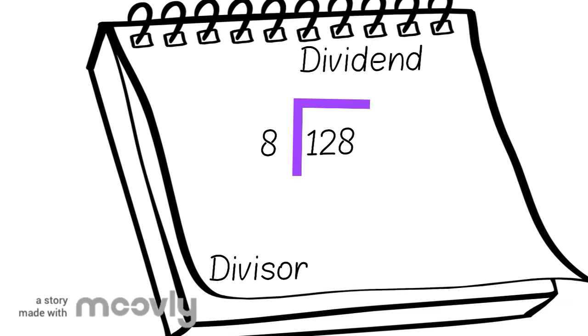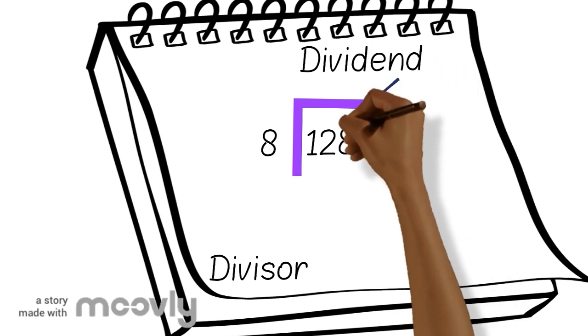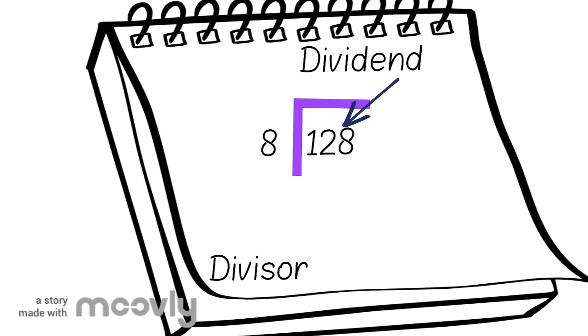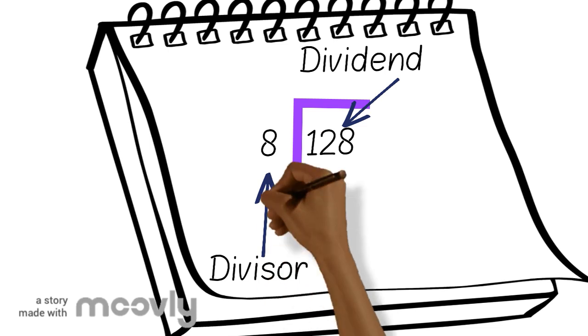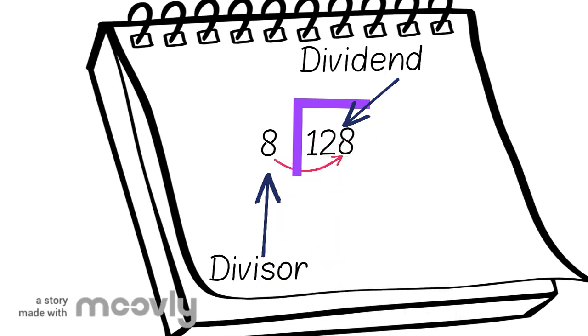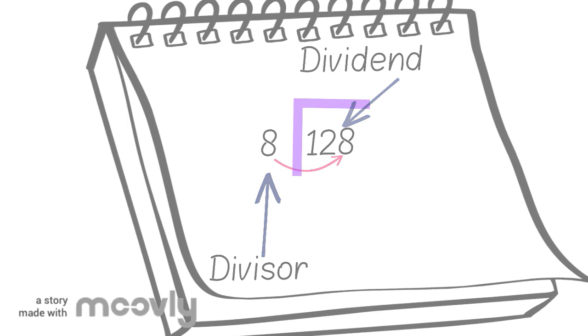The dividend is the number that goes inside of the division box and is always larger than the divisor, which goes on the outside of the division box to the left. The divisor is what's going to be going into or dividing into the dividend.